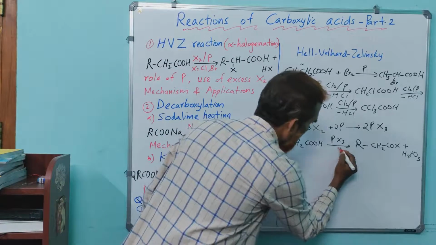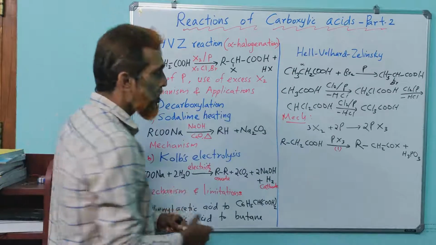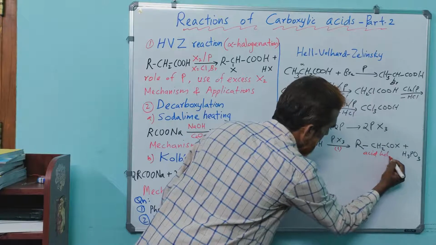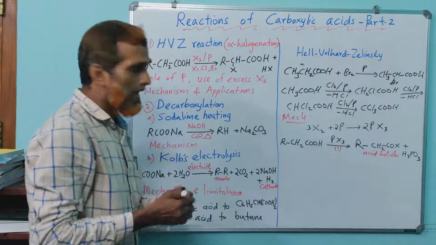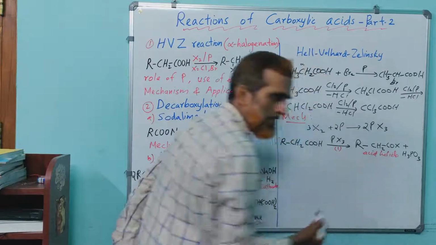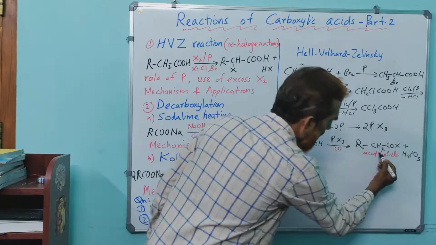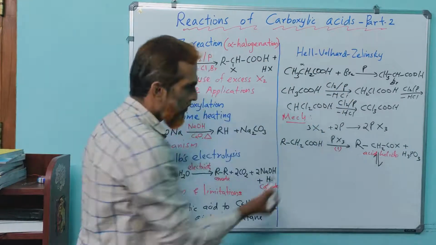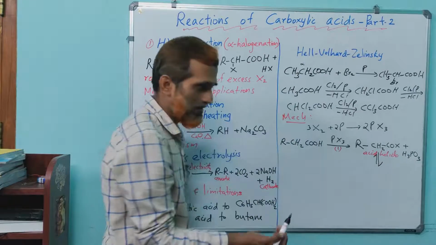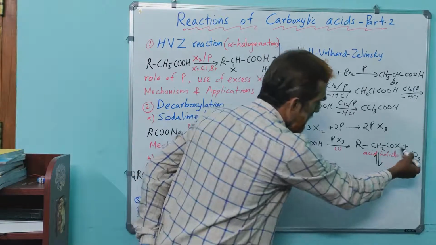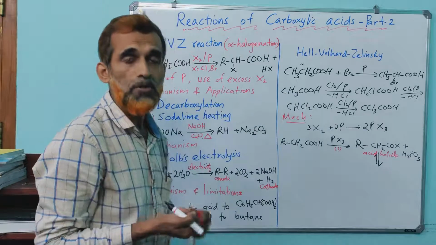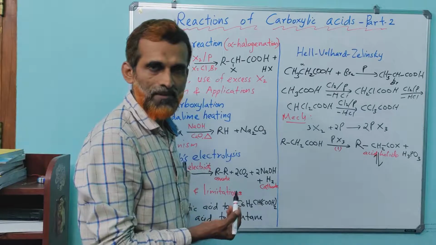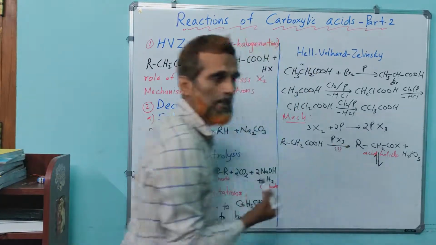The first step of the mechanism of HVZ reaction is the formation of acid halide. So this is the acid halide. Now this acid halide is able to undergo enolization because of this. Now see, when it becomes acid halide, it becomes more reactive. Already C=O is electron withdrawing, and when X comes, the halogen is strongly withdrawing. So that will make this carbon highly reactive, or highly acidic, you can say. The hydrogen can be easily replaced.